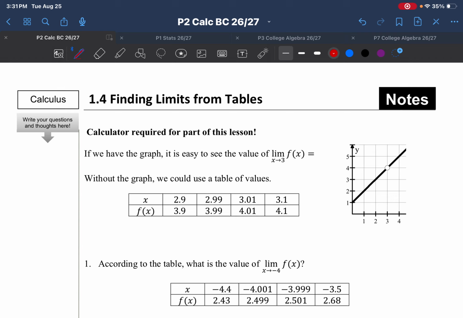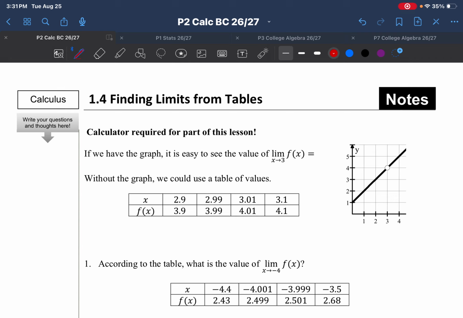Okay, this is notes 1.4, finding limits from tables. It says a calculator is required for this part of the lesson. Notice that statement hasn't popped up on every single lesson, which means, if you recall, for the AP exam you will not always have access to a calculator. There is a calculator section and a non-calculator section.